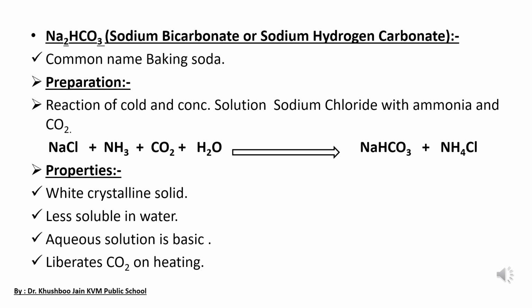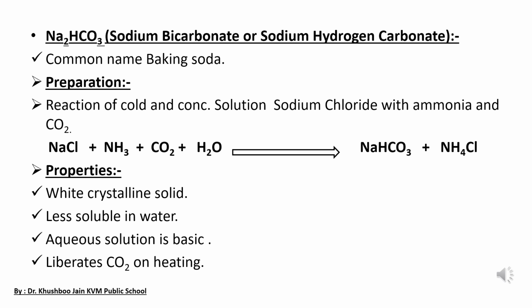Baking soda is prepared by the reaction of a cold and concentrated solution of sodium chloride with ammonia and carbon dioxide, and this whole reaction is done in the presence of water. After the reaction, we will get sodium hydrogen carbonate and NH4Cl, ammonium chloride. So sodium hydrogen carbonate is prepared by the reaction of NaCl, ammonia, carbon dioxide and water, and after the reaction we will get sodium hydrogen carbonate and ammonium chloride.